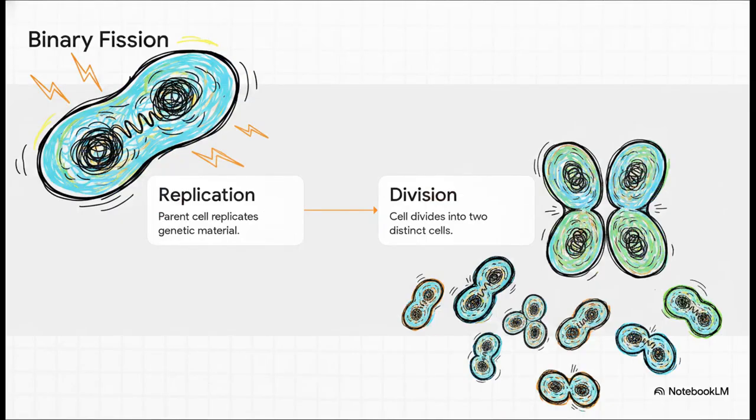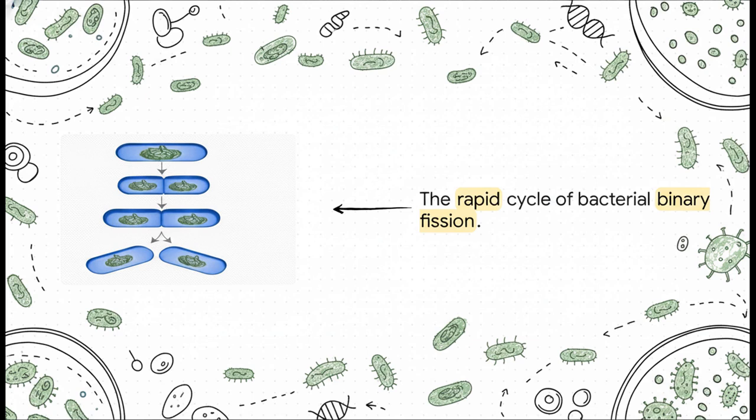So how exactly do these simple prokaryotic cells manage to absolutely dominate the planet? The secret to their survival is a ridiculously efficient, lightning-fast reproductive process called binary fission. It goes like this. A single parent bacterium duplicates its core genetic material, the cell membrane pinches inward, and boom, it splits right down the middle. 2 distinct, identical cells. It's so incredibly straightforward. And it's exactly why bacterial populations can colonize an environment at terrifying breakneck speeds.